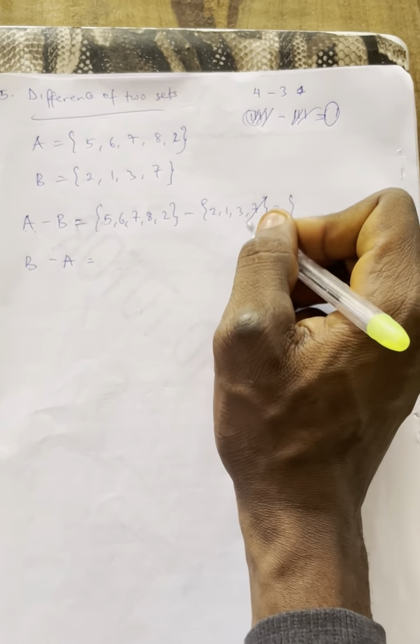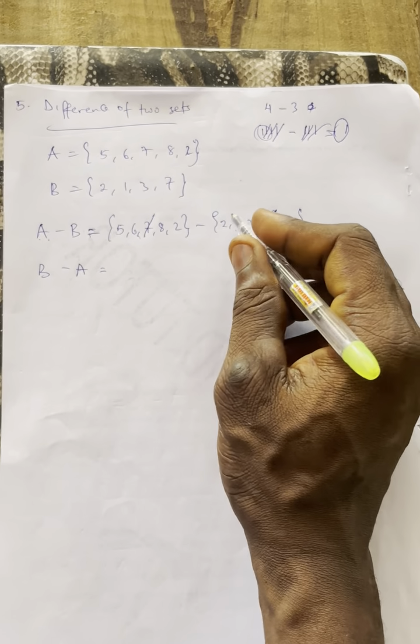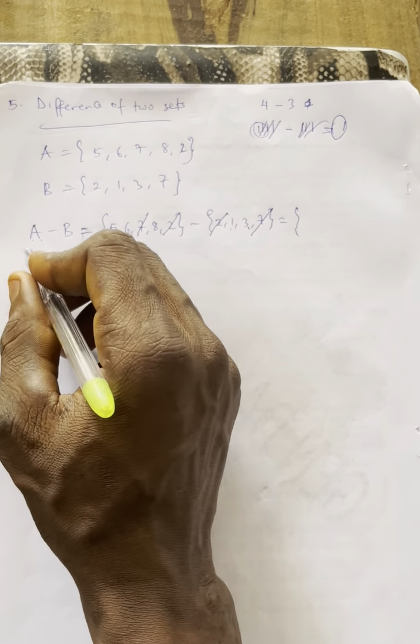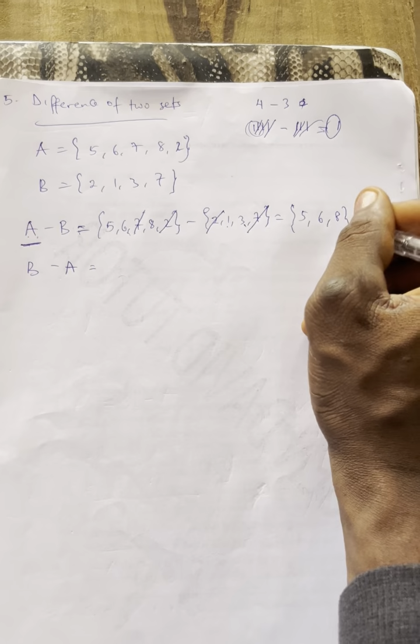Now you can see what they have in common. 7 is here, 7 is here. 3 is here, is 3 here? No. 1 is here, is 1 here? No. 2 is here, 2 is here. So the answer will be what remains in A, and what remains in A is 5, 6, 8.